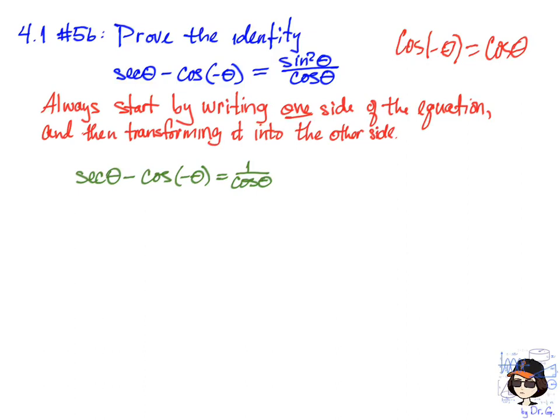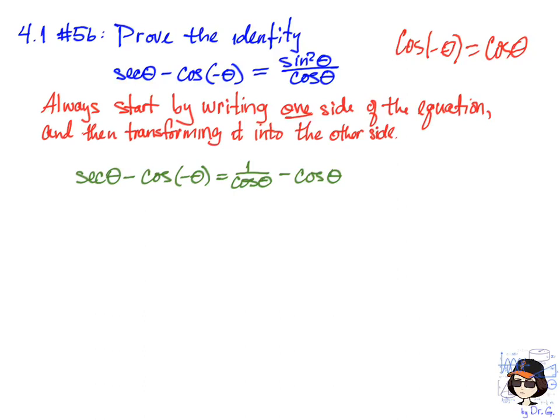So we can rewrite the cosine of negative theta in this equation as the cosine of theta. All right, so that's the first step. We wrote down the left side of the equation, an equality symbol, and then our first change to that, which was to use the reciprocal identity, secant of theta equals 1 over cosine, and then to use the evenness of the cosine function. All right, so now we're going to start transforming that, and we're going to keep everything on the right side.